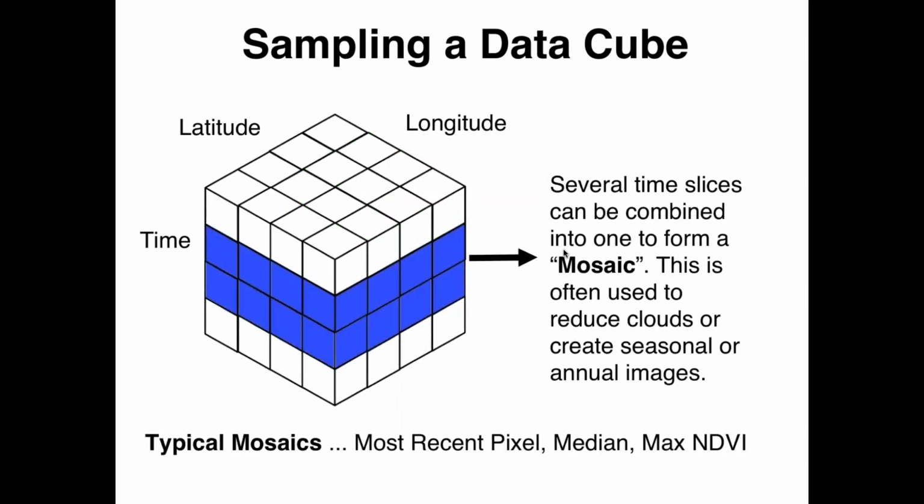Another way to think of it is, what if I were to combine a few time layers? So if I pull together multiple time layers, we call these time slices, that ends up being something we call a mosaic. So it's often used to filter out clouds or put things into annual images. And we typically do things like looking at the most recent pixel, or we might do a median, which is sort of like an average of the data of the pixels, or something like a vegetation index that's maximized.